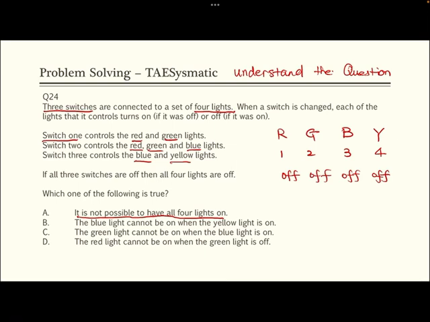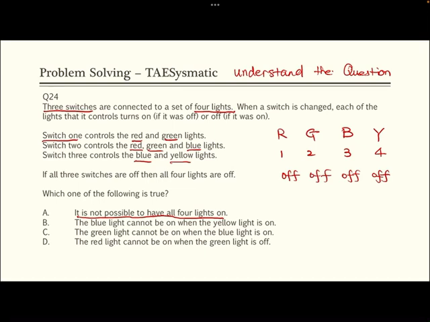Since they are all off, if we want the four lights on at the same time, we either can have one switch control the four lights at the same time, or we can have another option. We can control two lights at the same time, or we can control one light and then another three lights at the same time, right? That's basically what we can do.